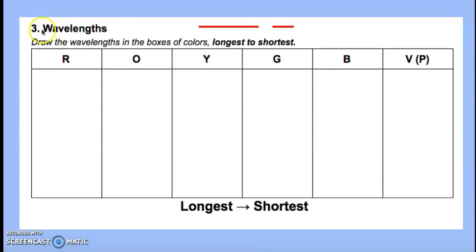All right, students, next. This is where you're going to draw your wavelengths in the boxes of colors. Remember, you're going from longest with the red to shortest with the V. Okay, longest to shortest. So don't forget, students, to do your rest position in the middle, just like we did in our notes. The rest position goes here. Then you're going to draw your waves. What do they look like for a red wave? What do they look like for an orange wave? A yellow wave, a green wave, a blue wave, and a violet or purple wave. Draw them, use color. Press pause and play when you're ready to go on.